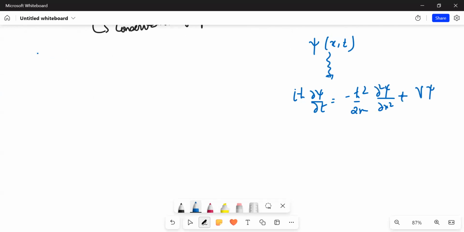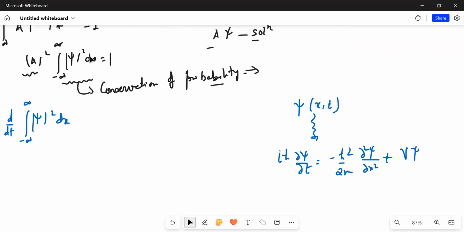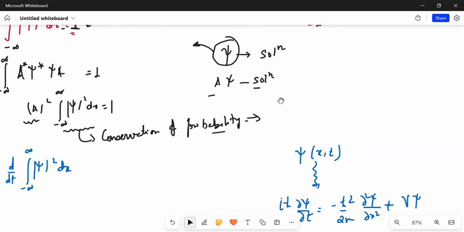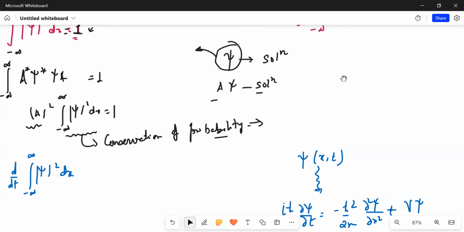And let's say I want to know whether my probability remains conserved or not. So mathematically, how should I represent the conservation? I'm asking whether my probability remains conserved with respect to time or not. If it remains conserved with respect to time, obviously A should also remain constant. But if this keeps on changing with respect to time, then A also keeps on changing. So the question arises: if I'm normalizing my wave function at time t equal to 0, does it necessarily imply that it remains conserved forever?